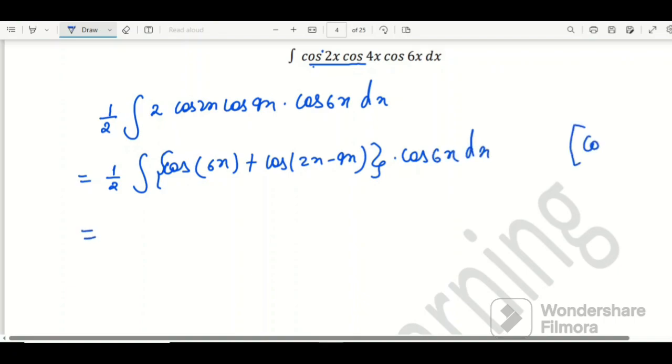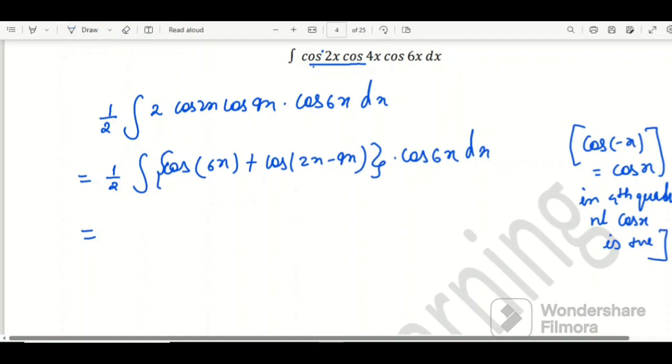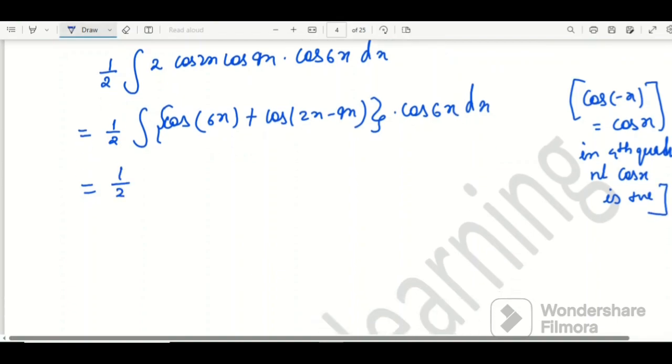Here we know that cos minus x is cos x, since in the fourth quadrant, cos is positive. So that's why we can write 1 by 2 into integration of cos 6x plus cos 2x into cos 6x dx.